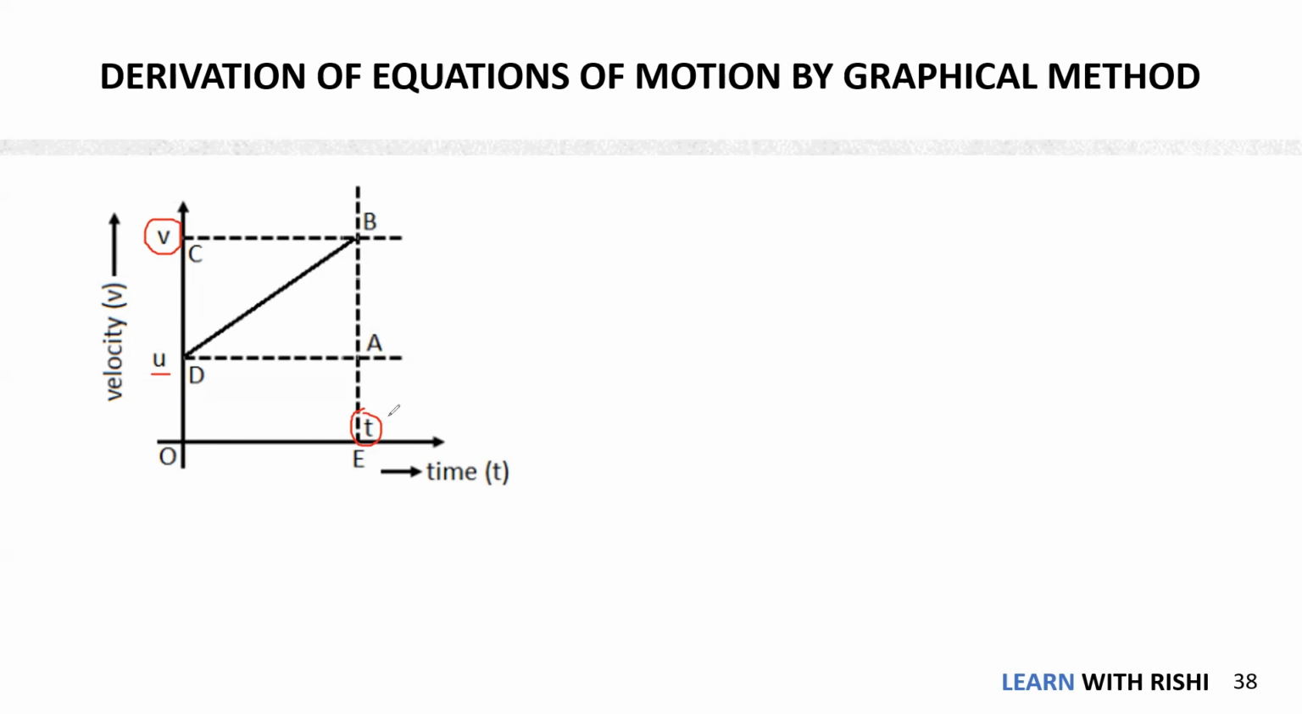So let us write what we have concluded by seeing the graph. So first thing is the initial velocity.